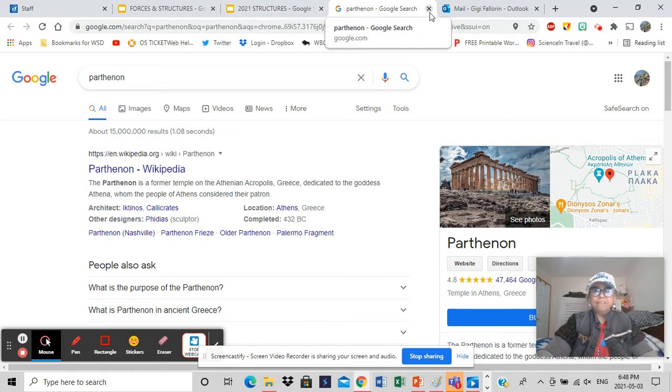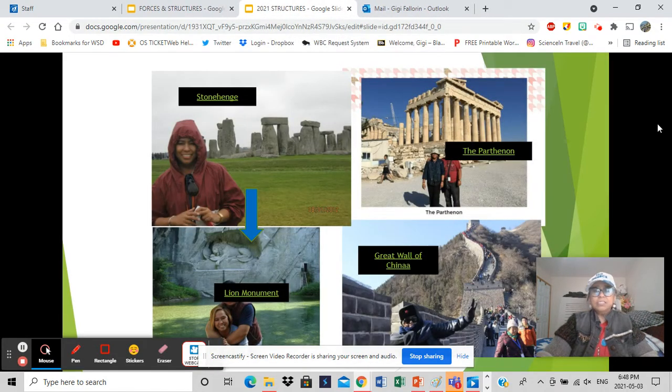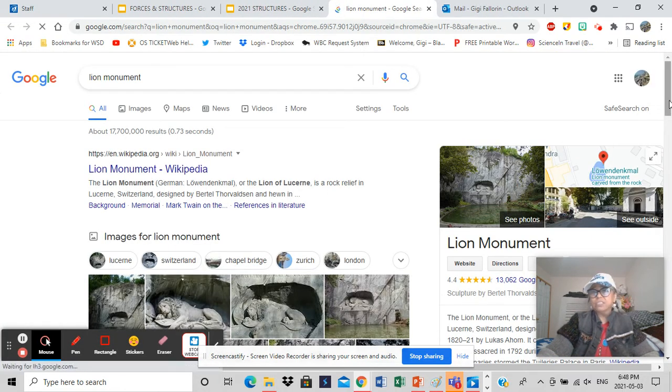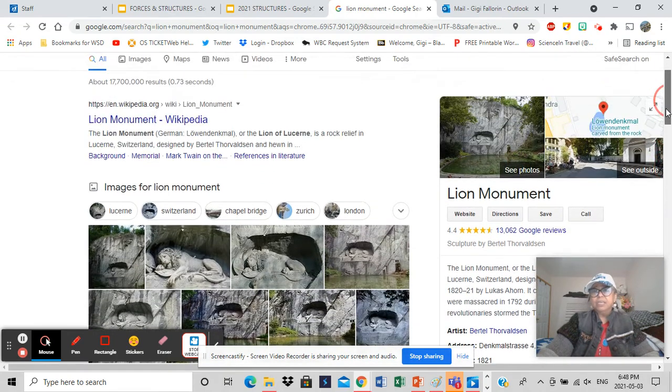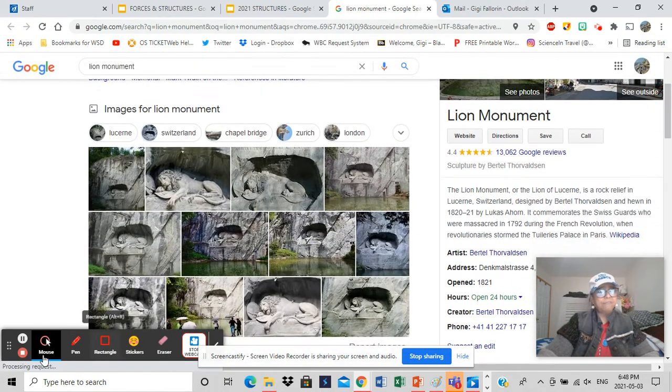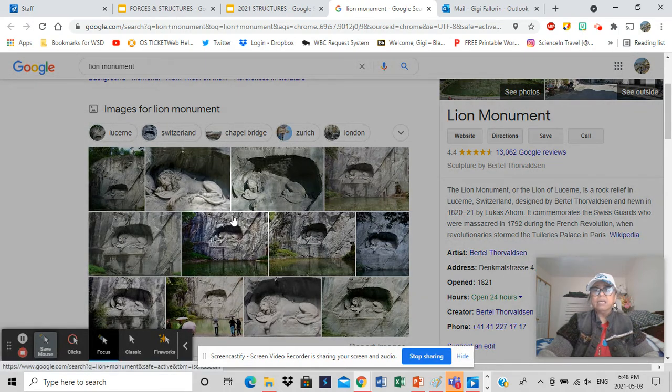So what else do we have here? So the Lion Monument in Switzerland, I think this is one of my favorites too. It's actually in Lucerne, and as you can see from the stone carving here of a dying lion, right? So actually, it commemorates the Swiss guards who were massacred in 1792 during the French Revolution.